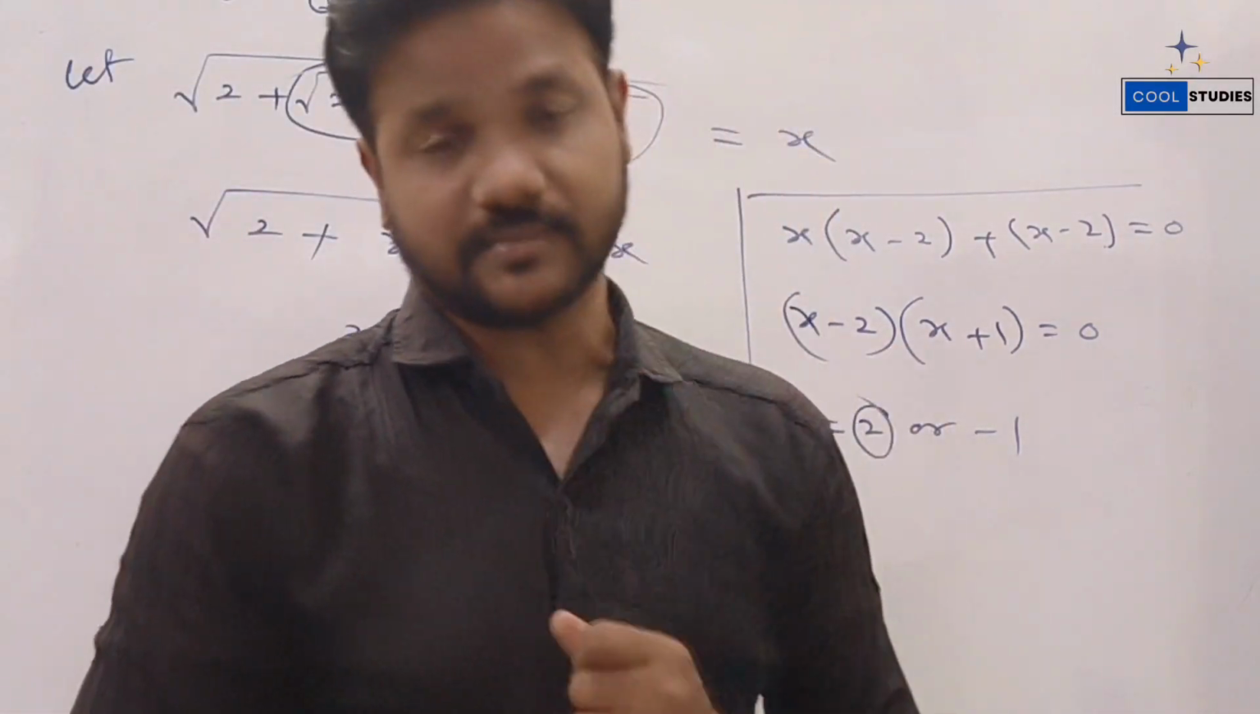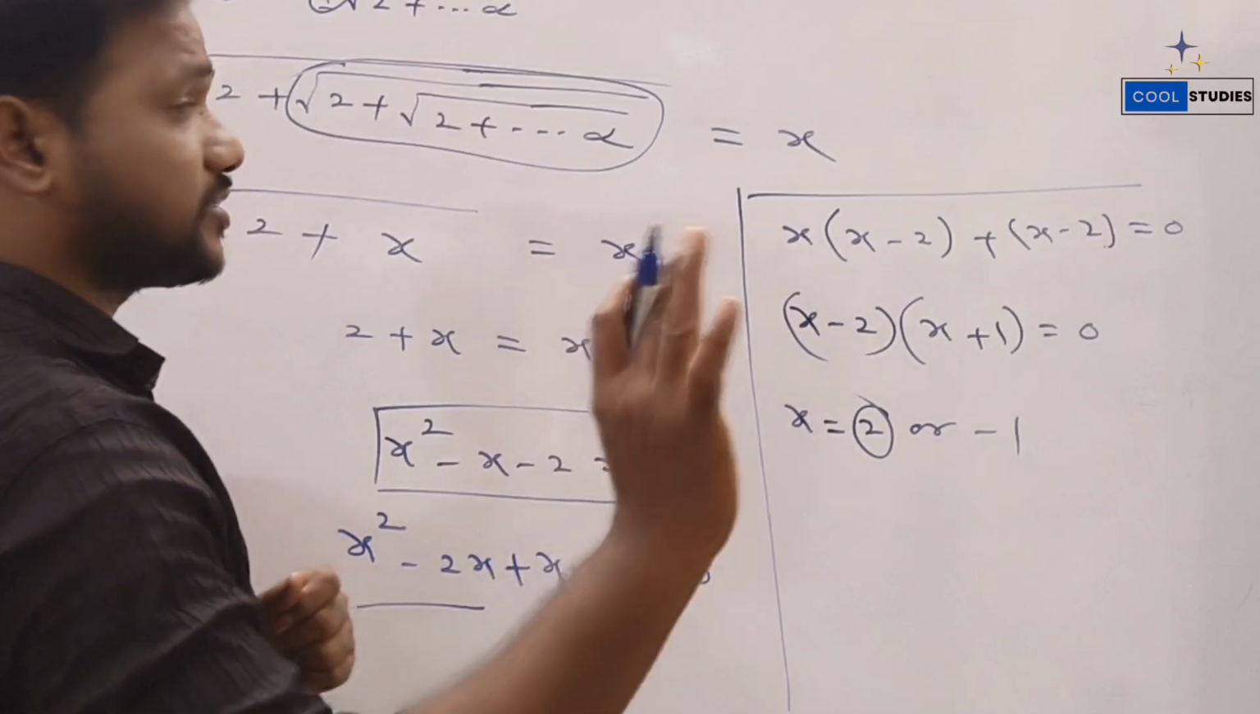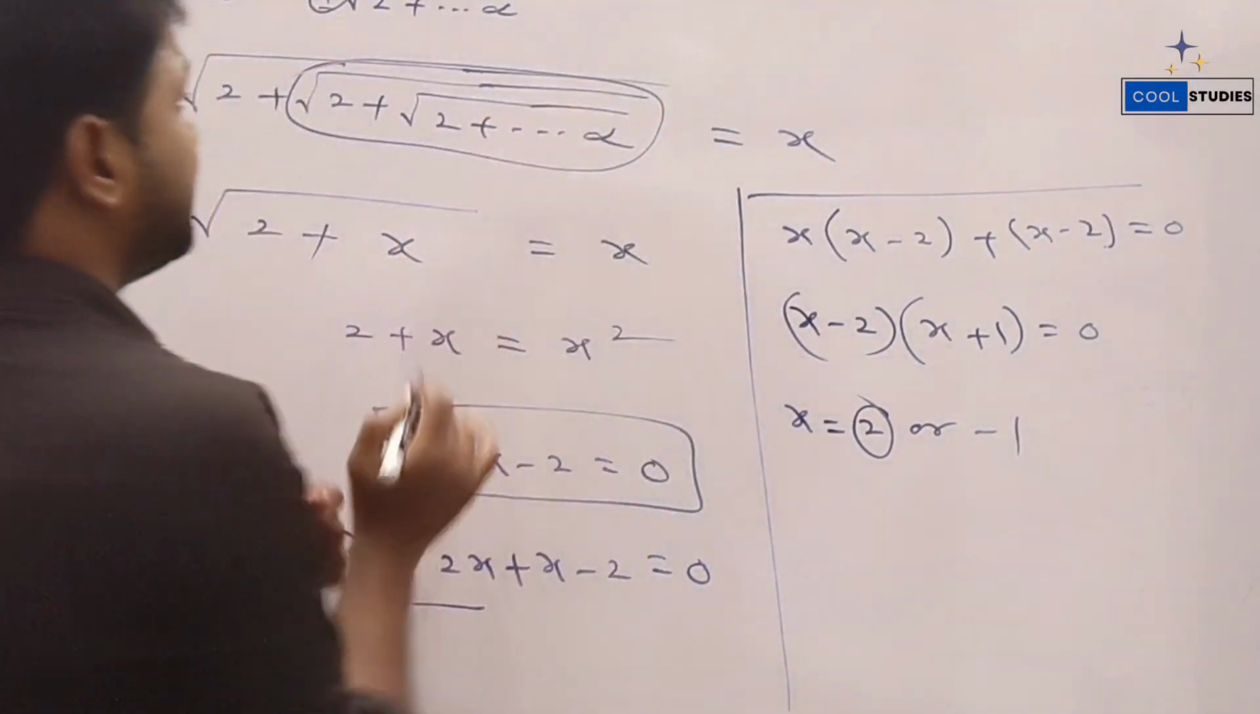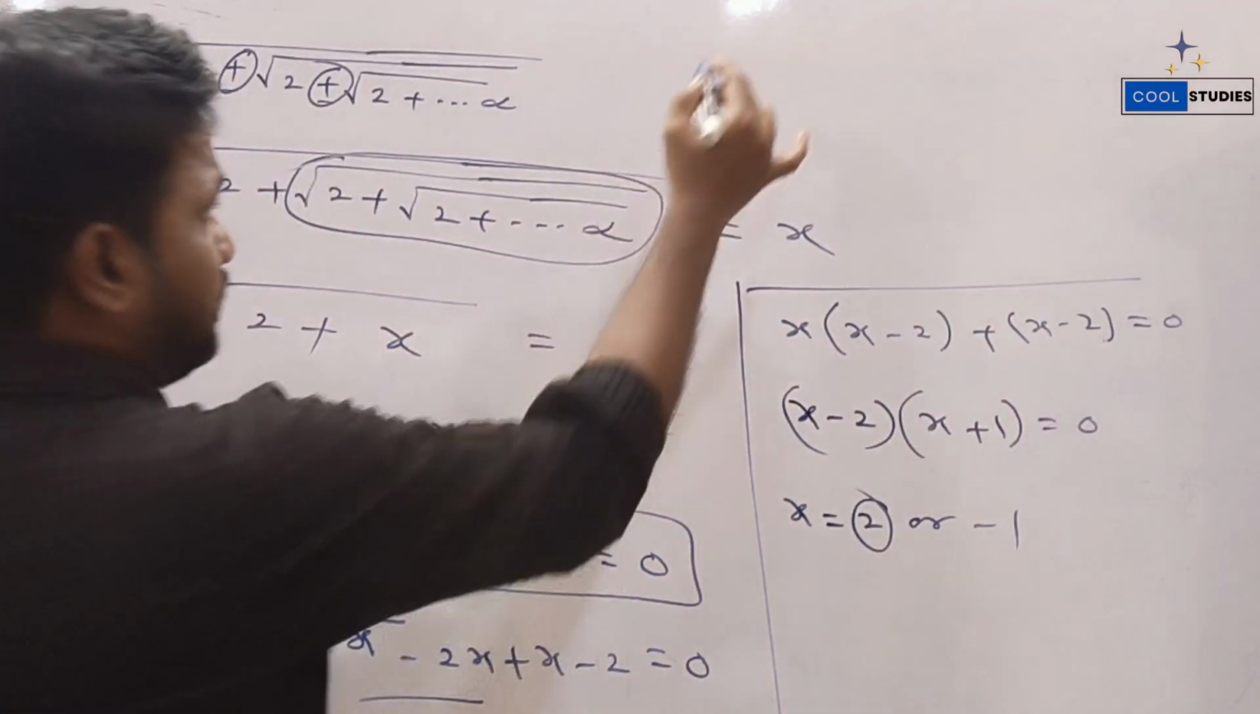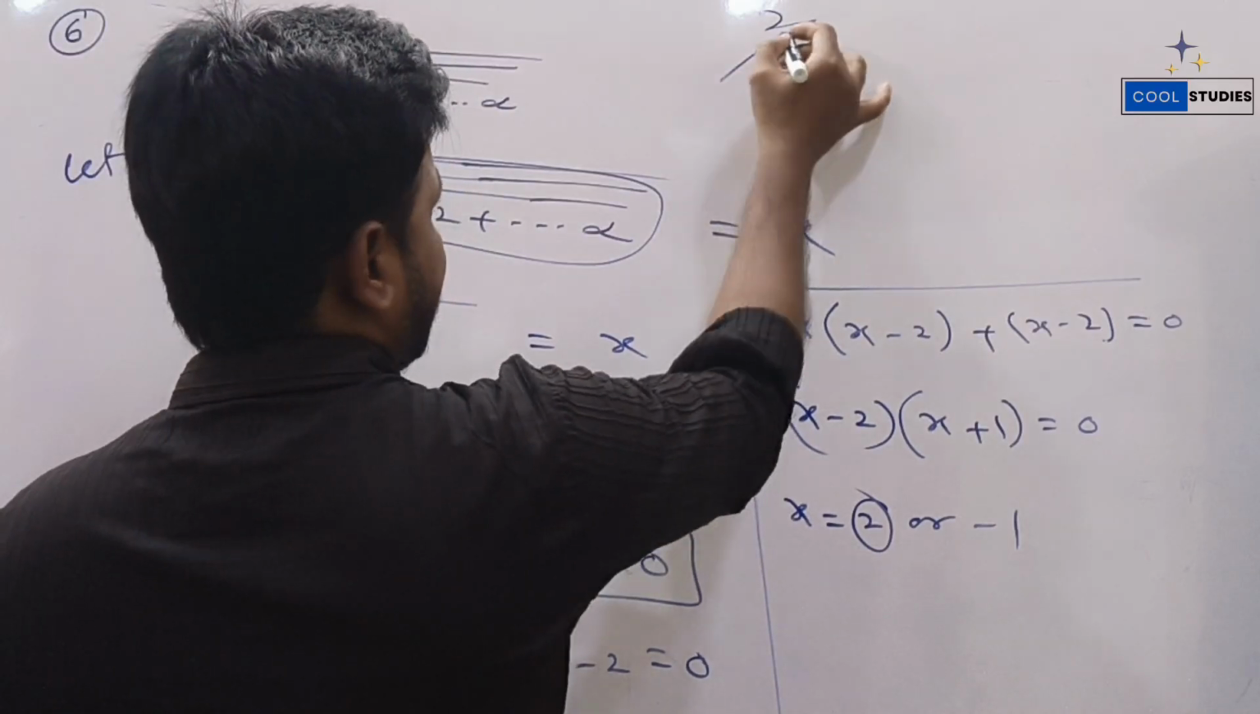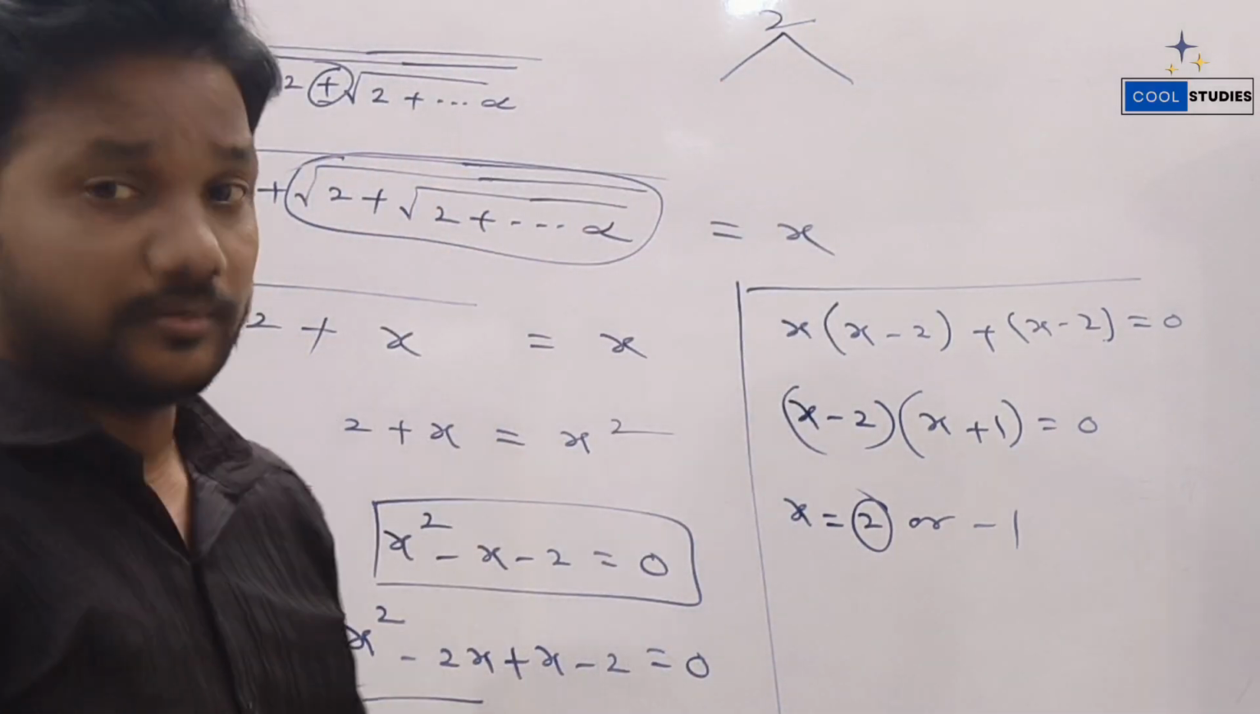This is the procedure. What is the shortcut? The shortcut here: what is the number there? Let us take the number. 2 is the number. Let us write it as a product of two numbers.